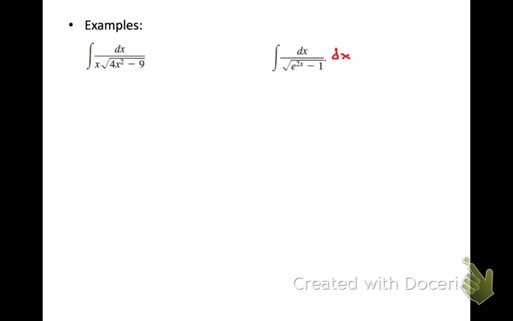Okay, dx, and there's a 1. So don't forget u prime, sorry. Okay, which one does this fit?